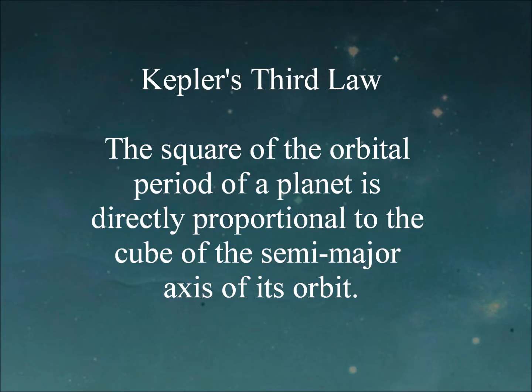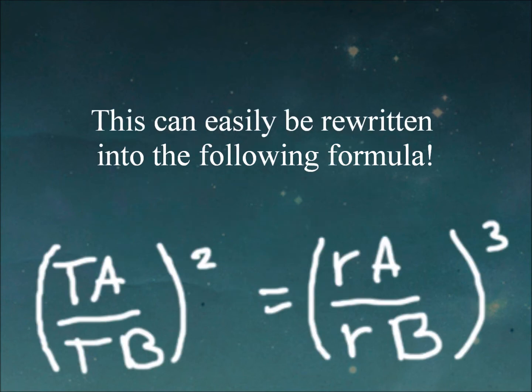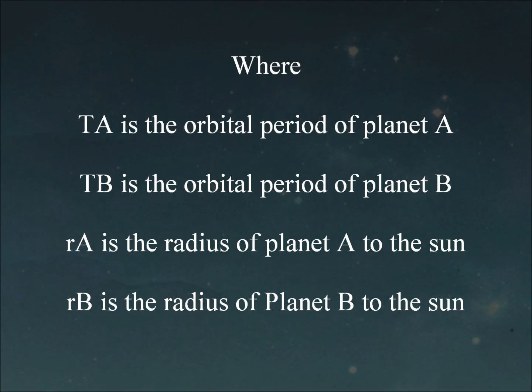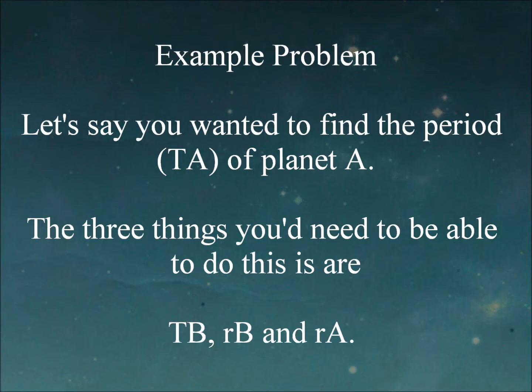Kepler's third law. The square of the orbital period of a planet is directly proportional to the cube of the semi-major axis of its orbit. This can be easily rewritten into the following formula: (TA/TB)^2 = (RA/RB)^3, where TA is the orbital period of planet A and TB is the orbital period of planet B. RA is the radius of planet A to the sun, and RB is the radius of planet B to the sun.